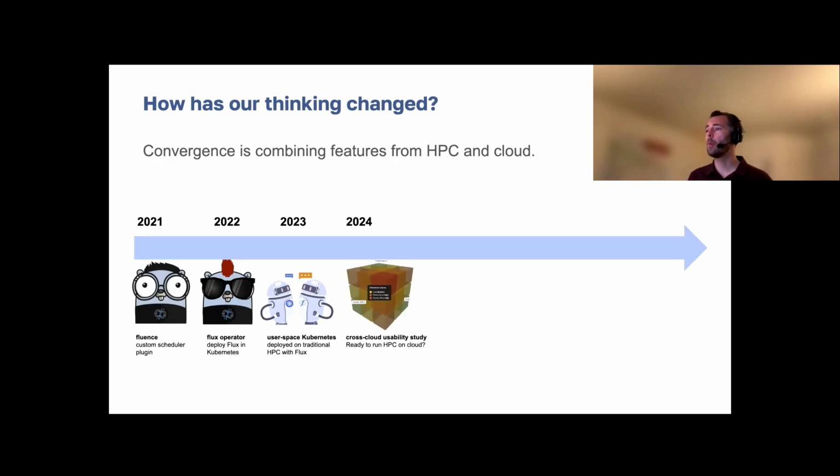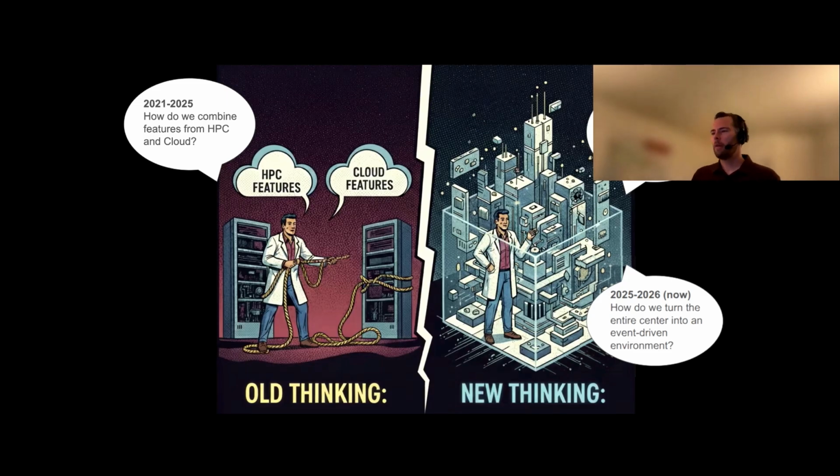Then in 2024, we embarked on a cross-cloud usability study in order to figure out what applications could be run in cloud-native environments and more HPC-like environments in the cloud, and then compare those to HPC-native environments and how they ran. Now, there's a fissure between our old thinking and our new thinking that happened somewhere around 2024, 2025. Prior to 2025, we thought a lot about how we just combine these features together. Now we're really thinking about how we turn the entire center into an event-driven environment that supports these dynamic workflows.